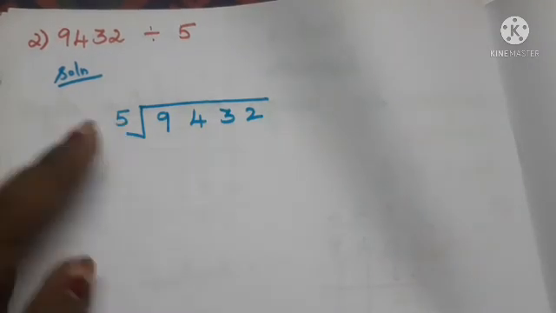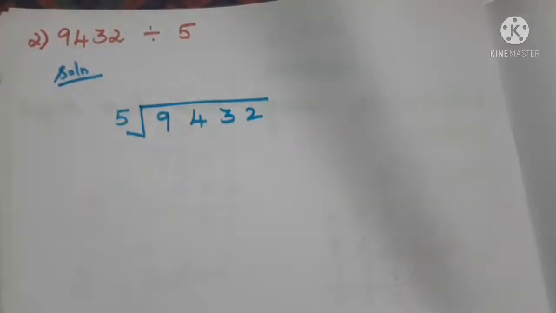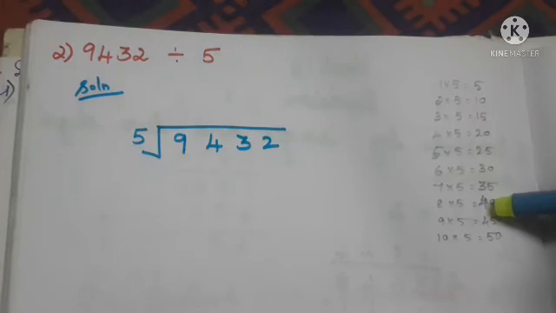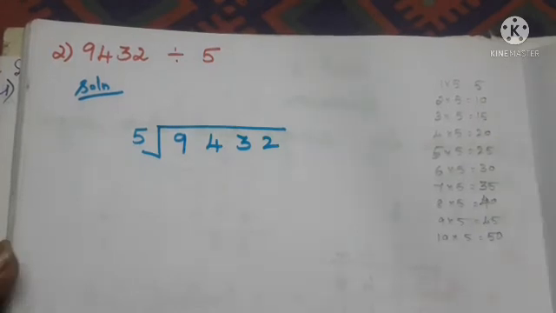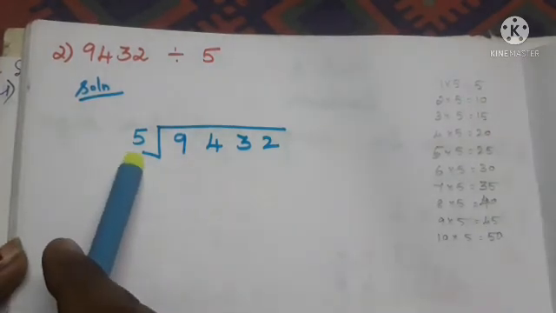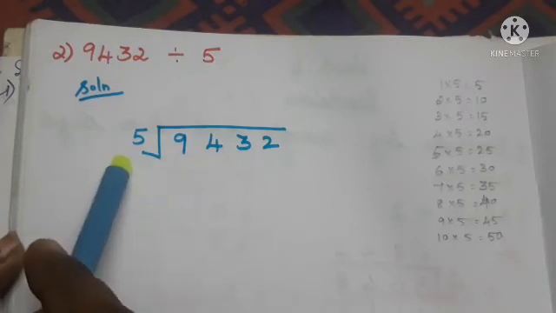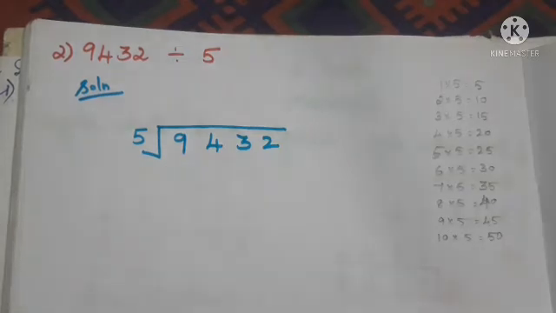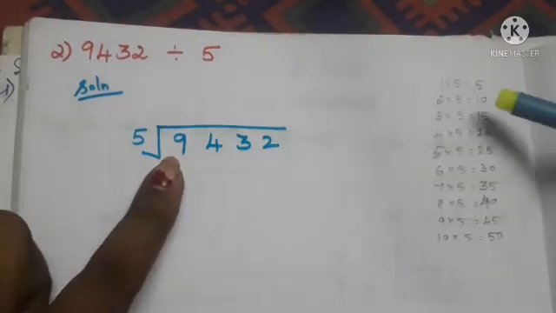Next we want to write the 5 table first as rough work. So now I have written the 5 table here. Here we are going to divide each value by 5. So what is the first digit? In the thousands place what do we have? Yes, 9. So first we have to check it.